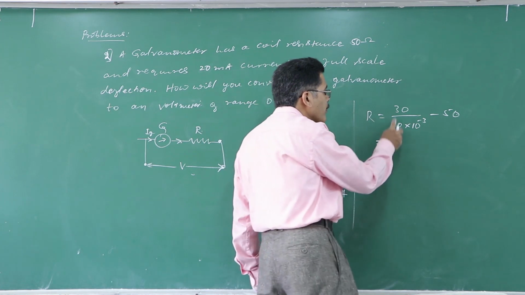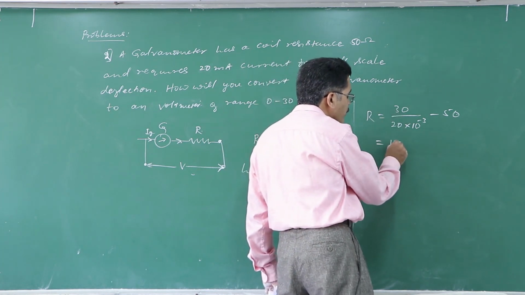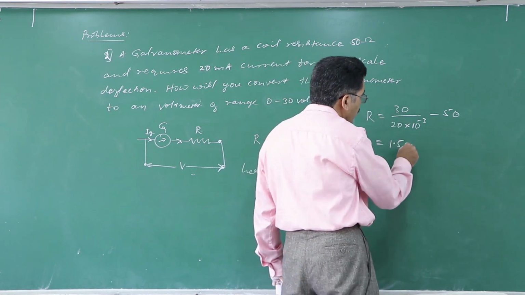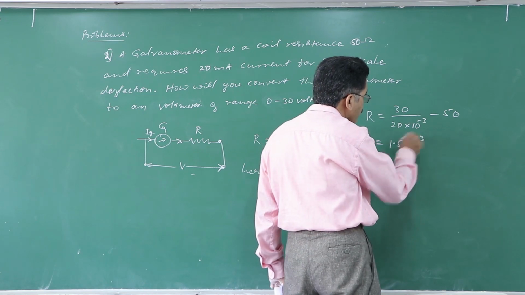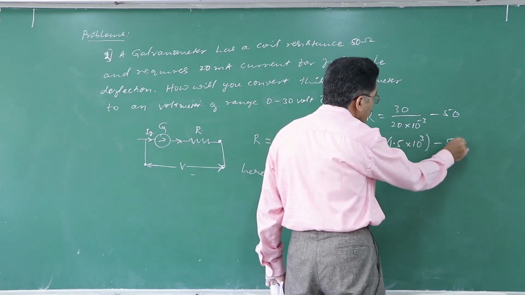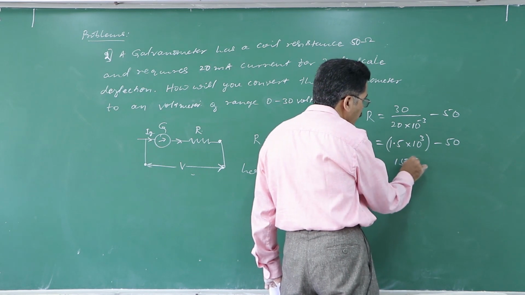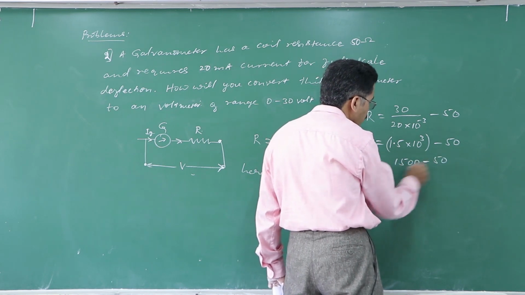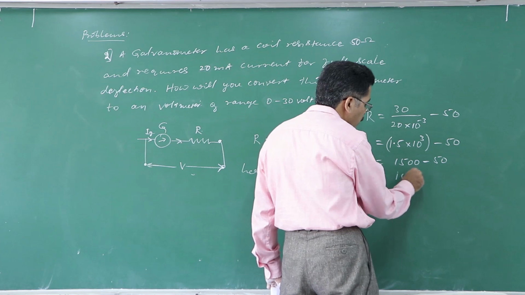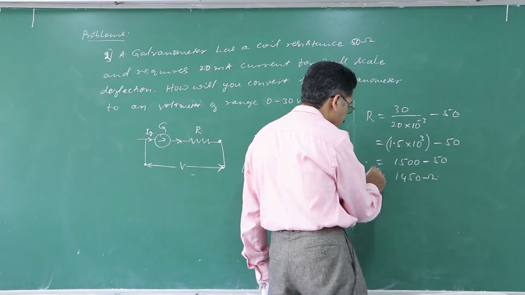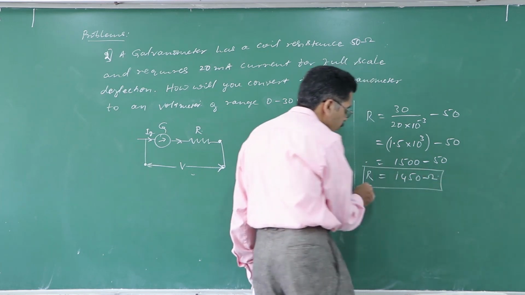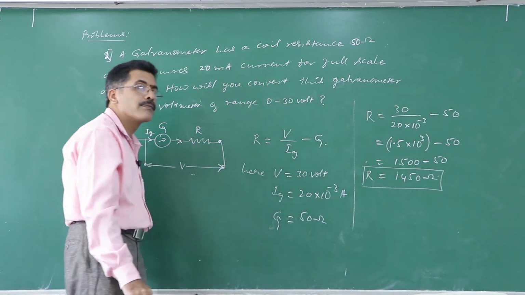This comes out to be 1.5 into 10 raised to 3 minus 50. 1500 minus 50 gives you 1450 ohm.